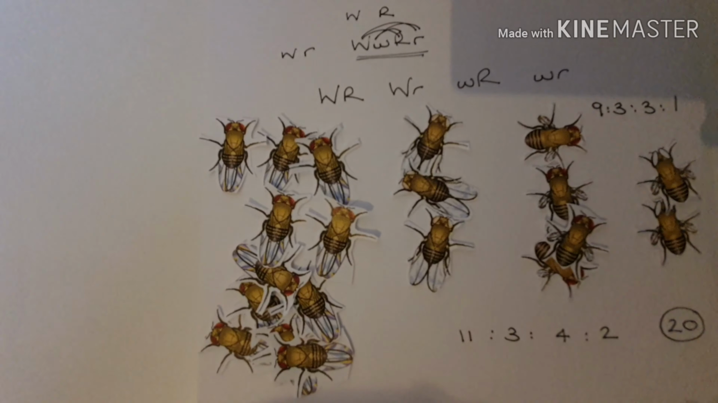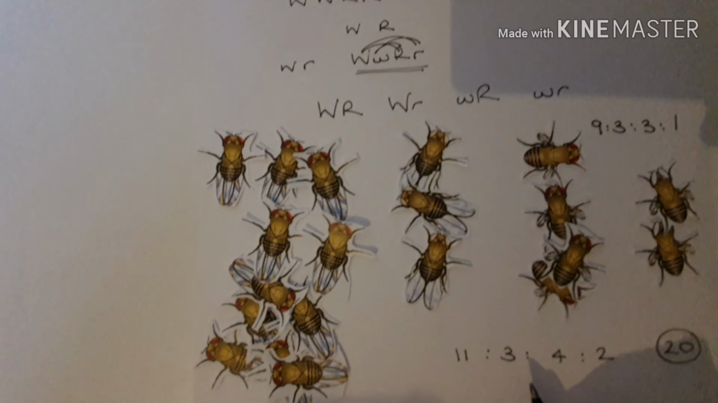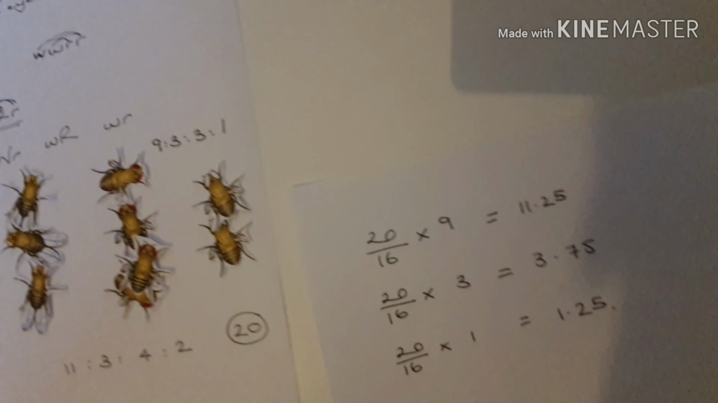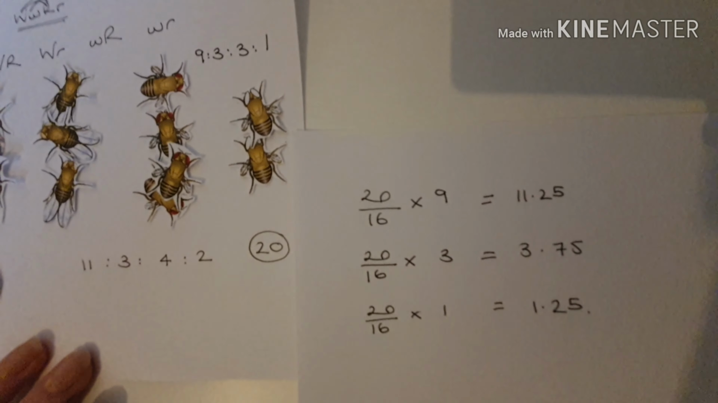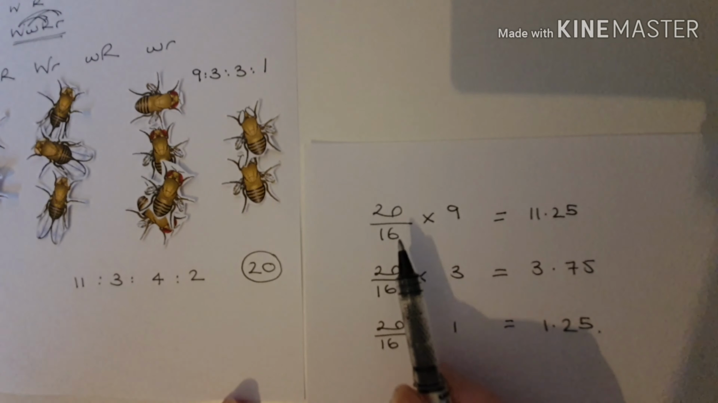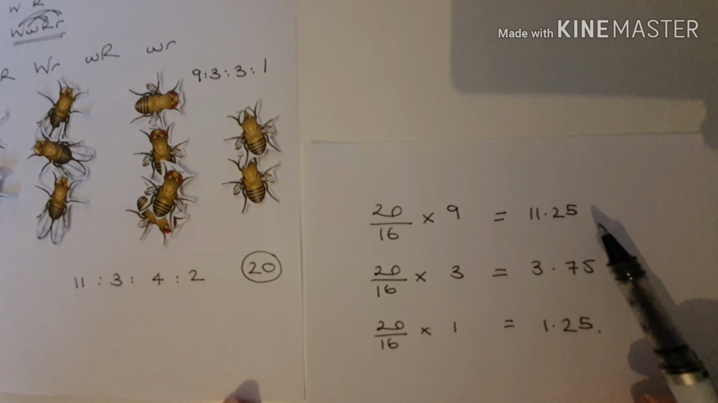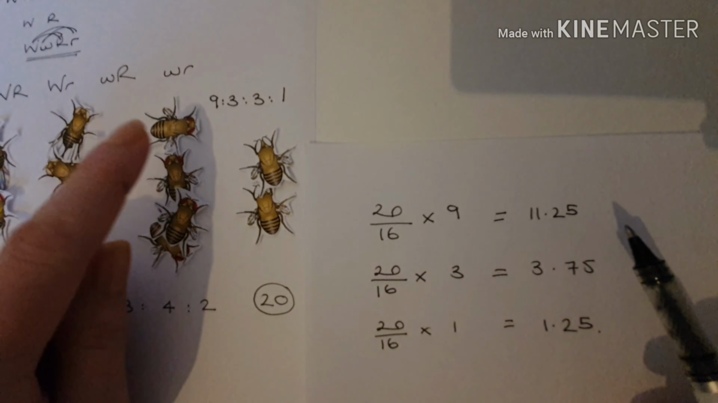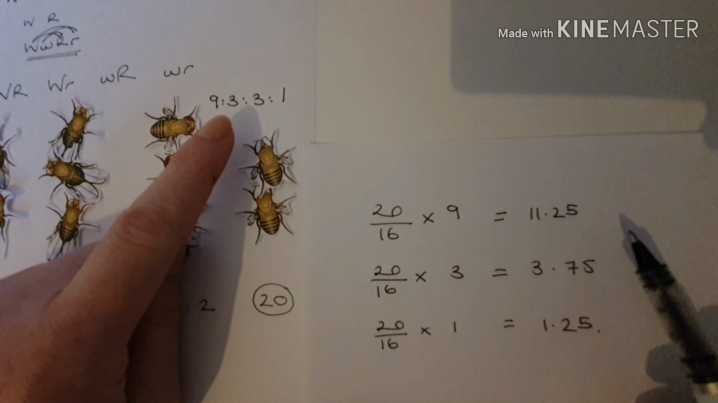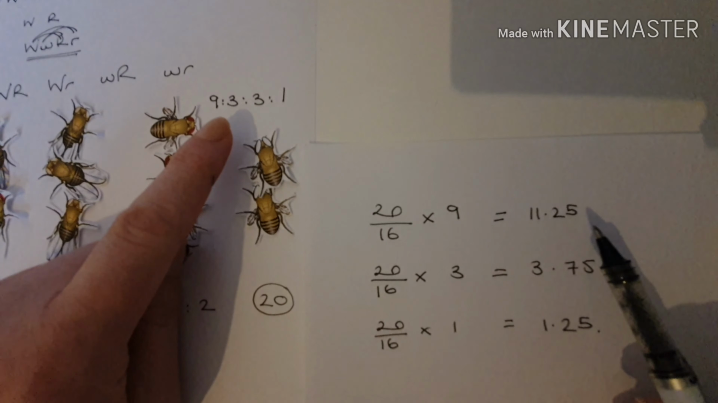Okay, so to work out how many I would expect in a 9:3:3:1 ratio out of 20 flies. So how many would I expect? So you can do it various ways. The way my brain works is to do it like this. So I have 20 flies instead of 16. So I'm looking for 9/16 of 20, basically. And I know it's going to be more than 9 because instead of 16 flies, I've got 20. So it's got to be more than 9. And I've worked it out, 11.25, which sounds about right.